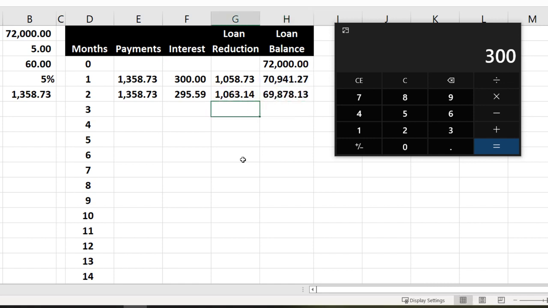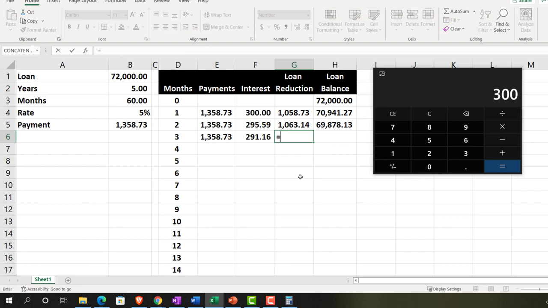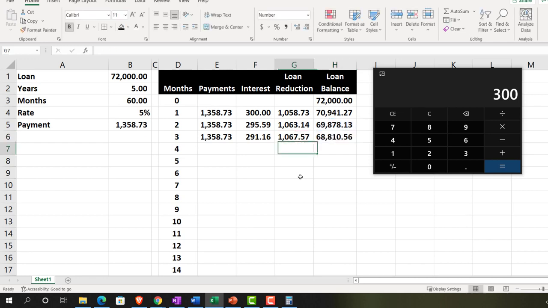Let's do it 2 more times, and then we'll copy it down. We won't do it 60 times. Don't worry, I'm not doing it 60 times. This would be the 69,878 times the 5% divided by 12. The loan reduction is going to be equal to the payments minus the interest. The loan balance will be the prior balance minus the loan reduction.